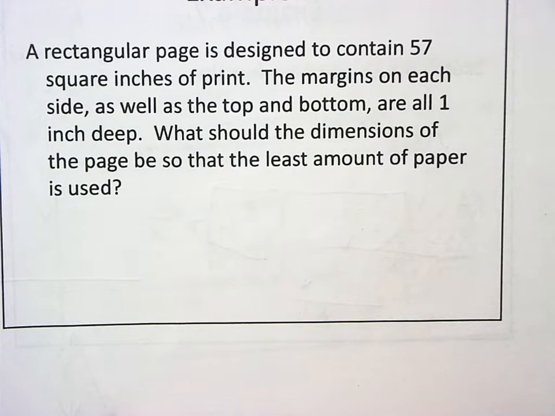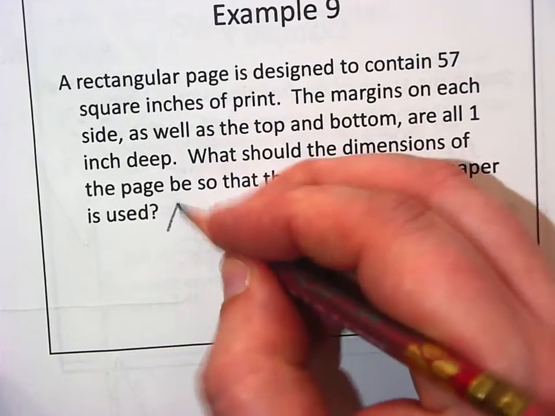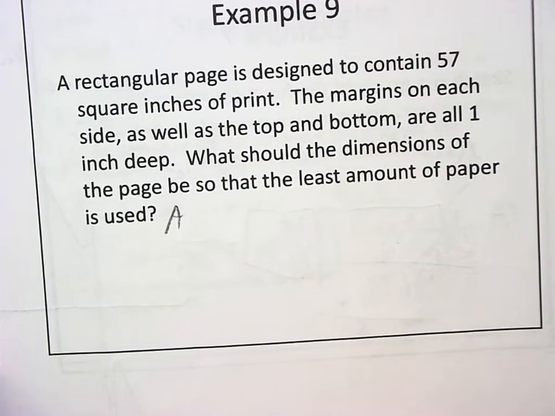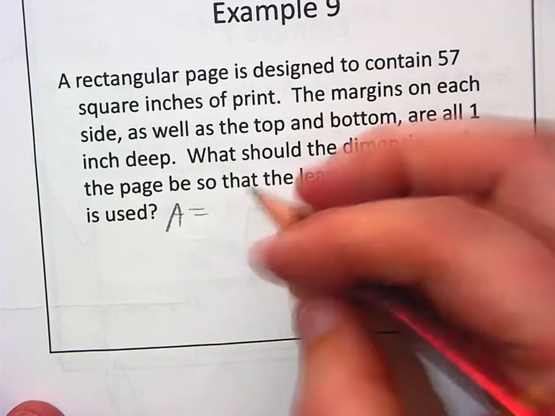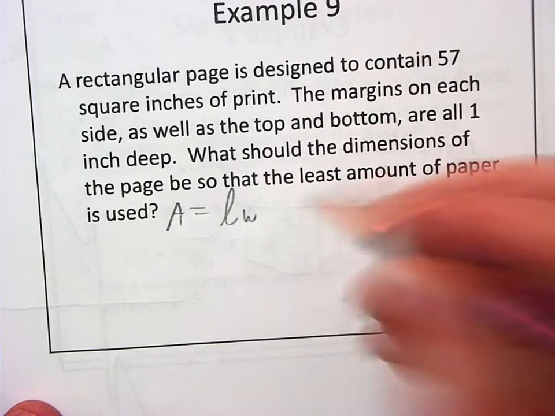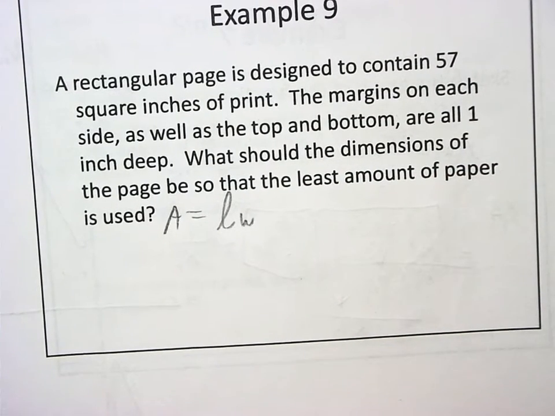First off, this is a rectangular page, right? And you're talking about wanting to minimize the amount of paper used. So what type of measurement is that? Is it length? Is it volume? Area. For the page, you're trying to minimize the amount of area, the amount of paper used, right? What's the formula for area of a rectangle? Length times width.